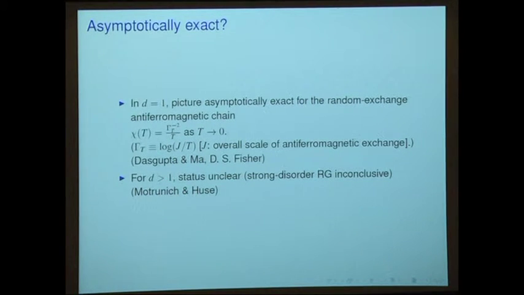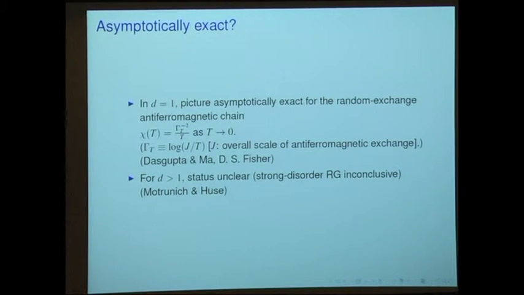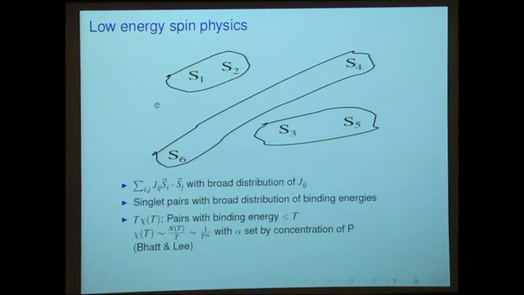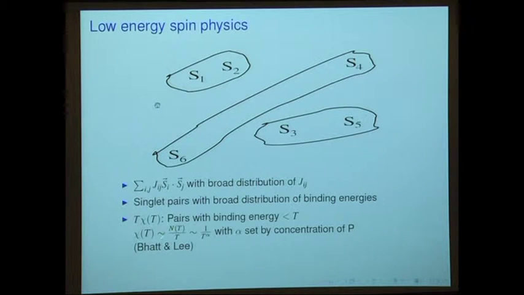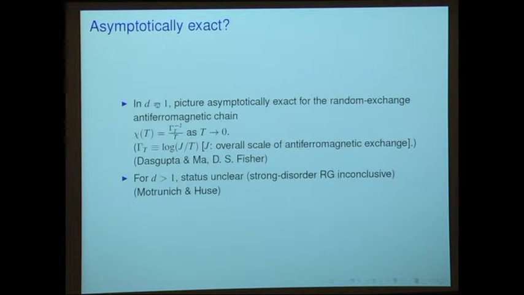For d greater than 1, it's fair to say that the status of this phenomenology was unclear for a very long time, and maybe it's still unclear in the published literature, I'm not sure. But I do remember there were some unpublished results, and maybe David can talk about them privately, where they looked at it and asked whether the flows go to strong disorder, which would make this picture exact, and it turned out that they don't really. The distributions don't really broaden, the flows don't really go to infinite disorder. So the strong disorder RG is inconclusive at best. At worst, it says that this phenomenology is only a crossover. I think that's maybe a fair description of what happens.